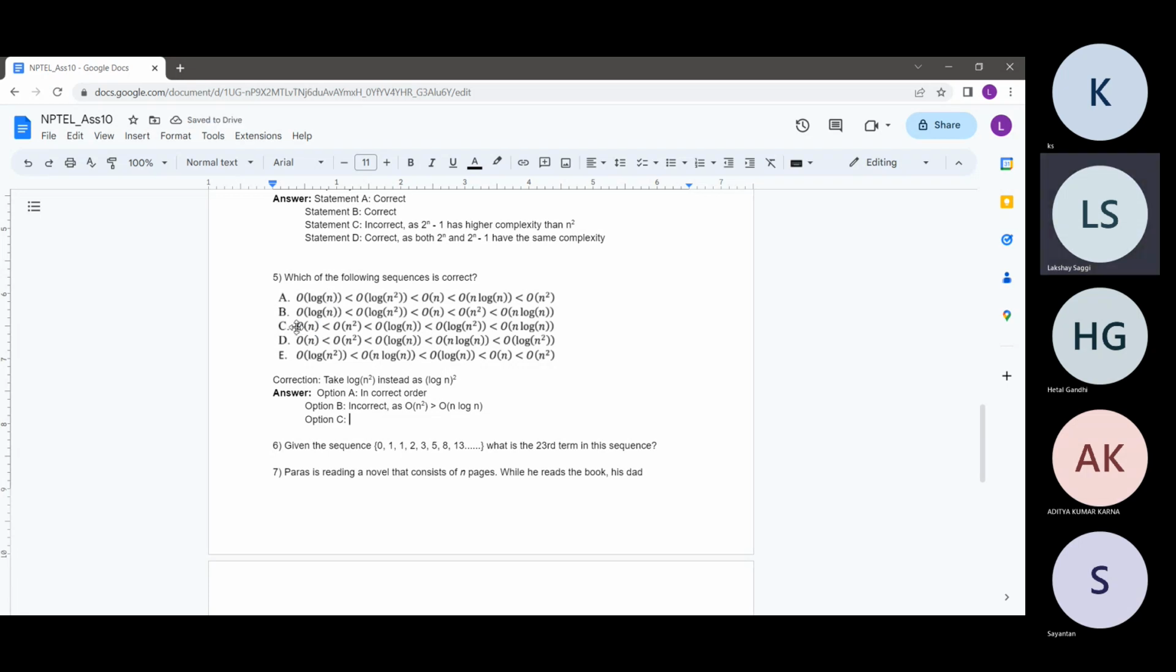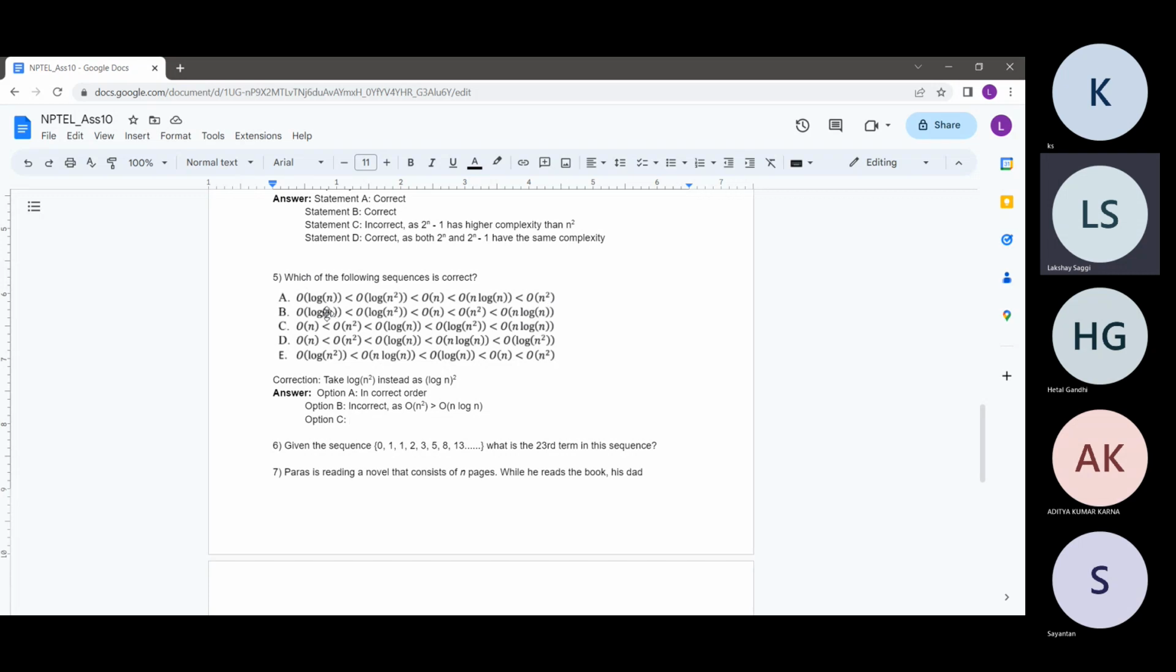Option C says that order n is less than order n square, which we know is correct. Then it says that order n square is less than order log n, which is not correct, as we have seen in the original order that this was the order followed. We see that log of n was less than this and this, then this. So we can directly say that log of n was less than n square also. You can say this directly, or using limits also.